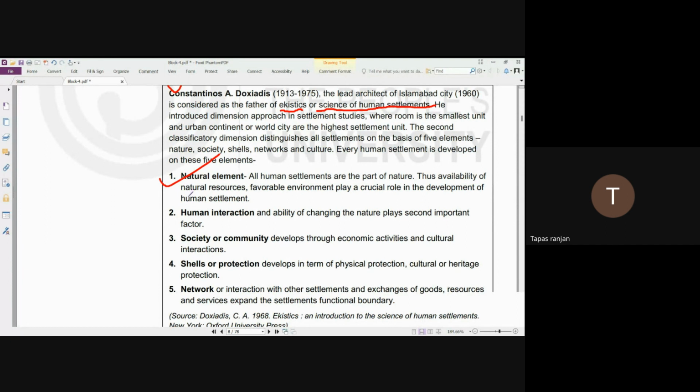If these natural resources are abundantly available, then mostly you are going to see human settlements building around there. And if you don't find a favorable climatic condition, or suitable fertile land, then most people will be discouraged from building their houses there. So definitely this is the natural element of human settlement.